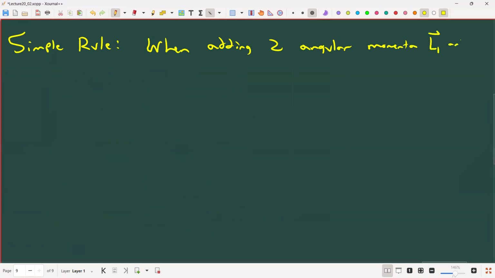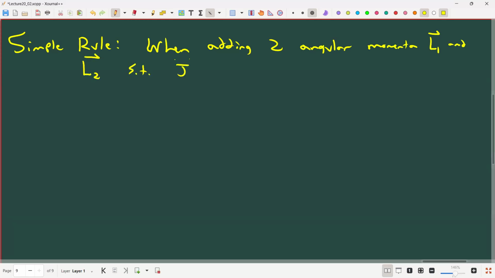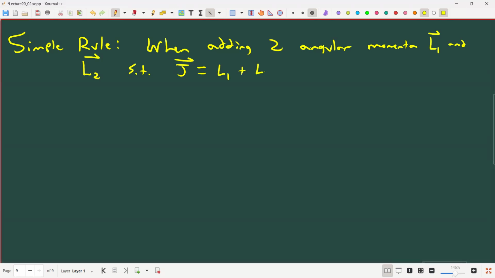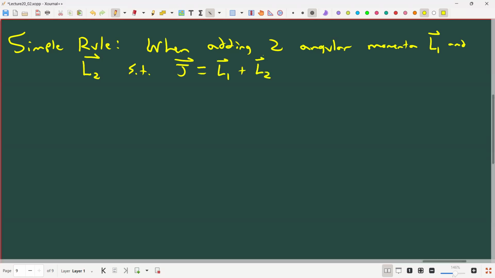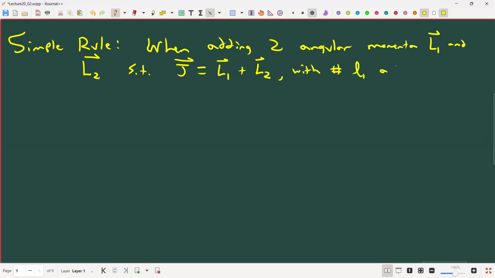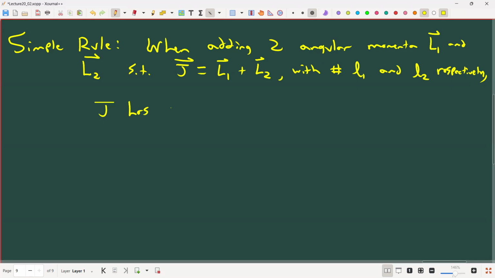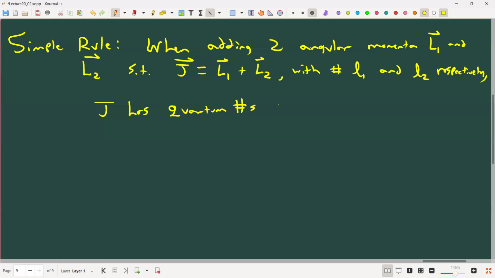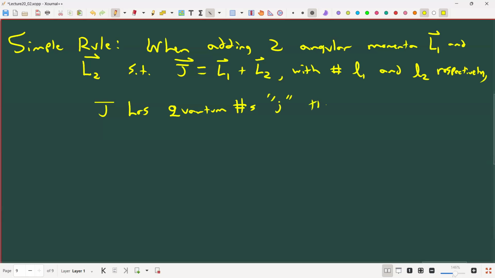L1 and L2, such that J, the total angular momentum, is L1 plus L2. Right? L can be spin as well, any sort of angular momentum, with numbers L1 and L2 respectively. J has quantum numbers, we'll call them J, that satisfy the following formula.